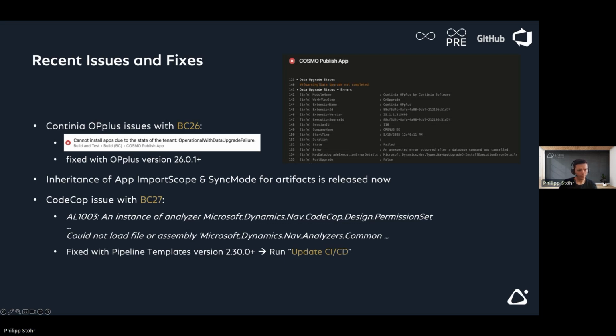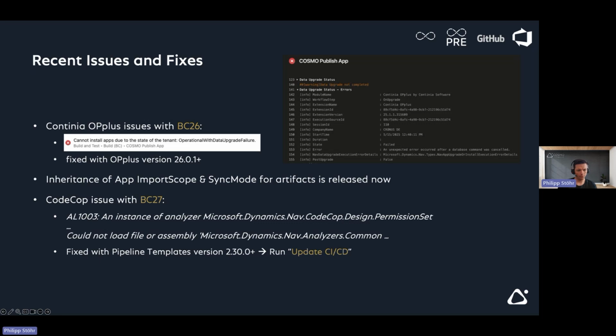Then what we talked about in the last AlpaCafé is the inheritance of app import scope and sync mode. Khalil presented that, and this feature is now released across all clients and pipelines, so you can use that.